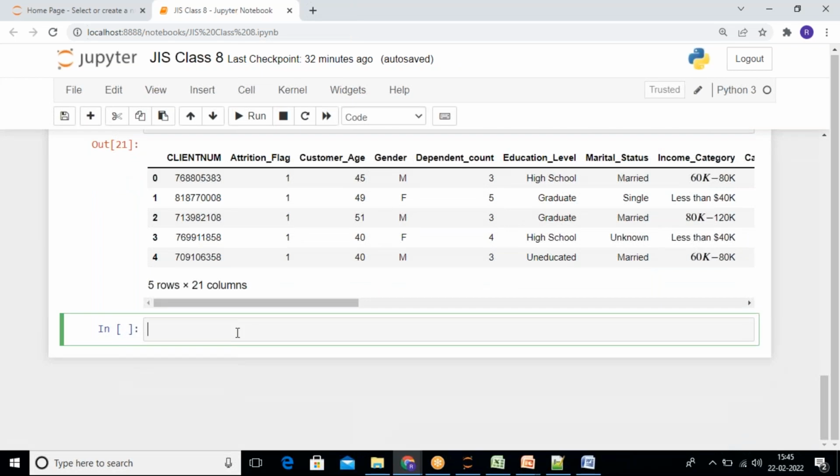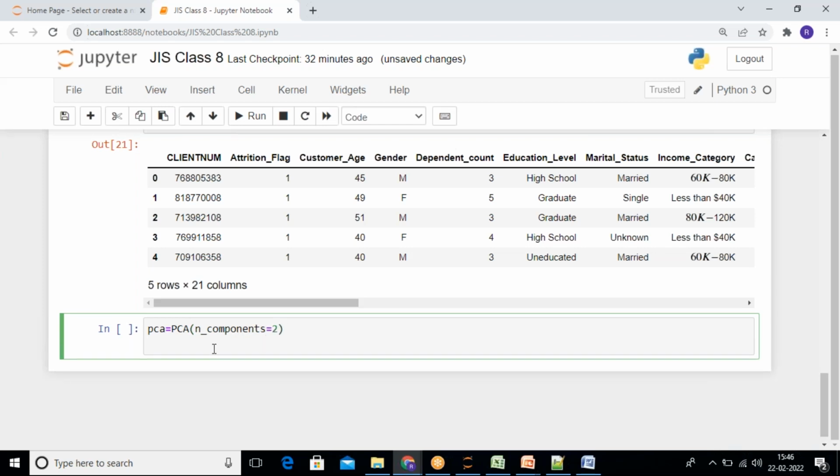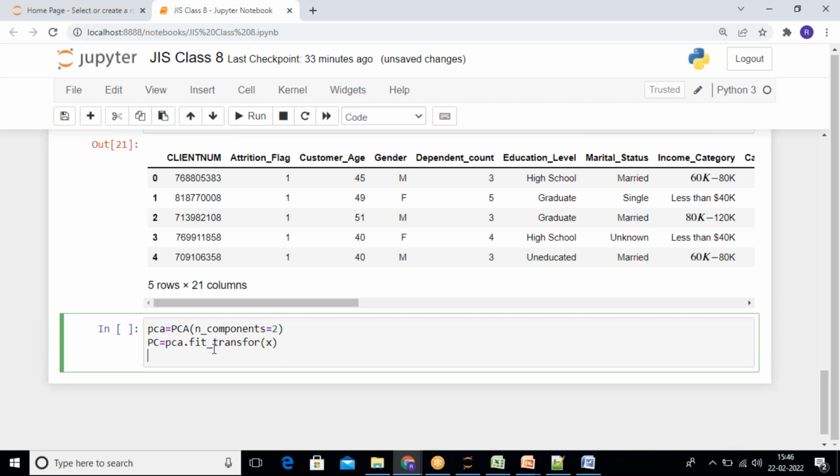So suppose I take a variable pca equal to PCA, creating the model with n_components equal to 2. Now pc equal to pca.fit_transform of X. Fit_transform X. Sorry, my mistake, it is fit_transform. So transform X.